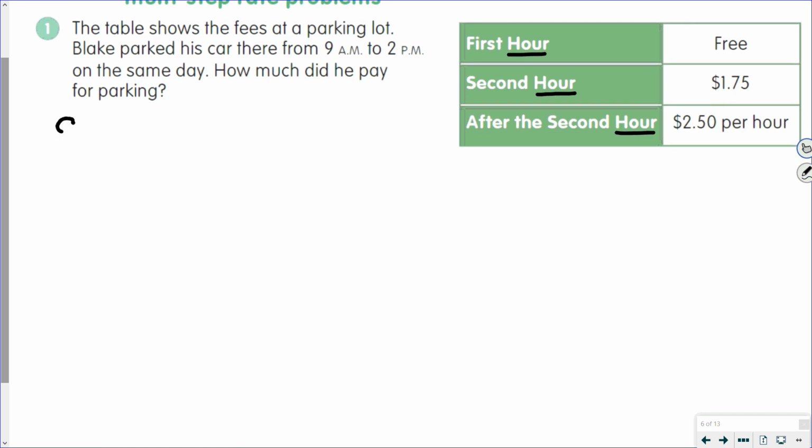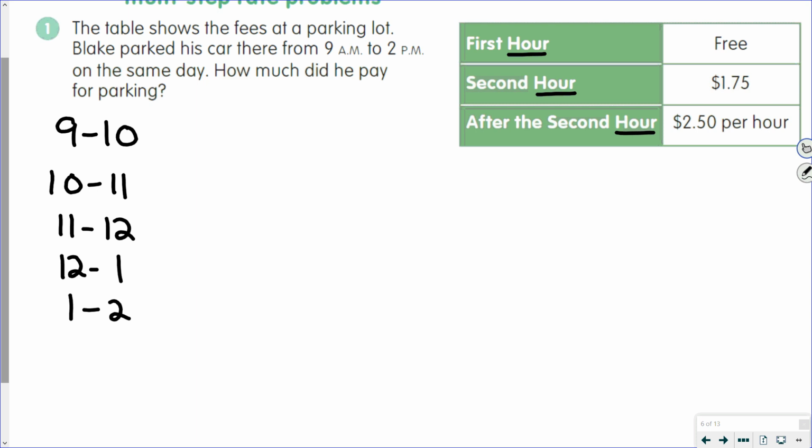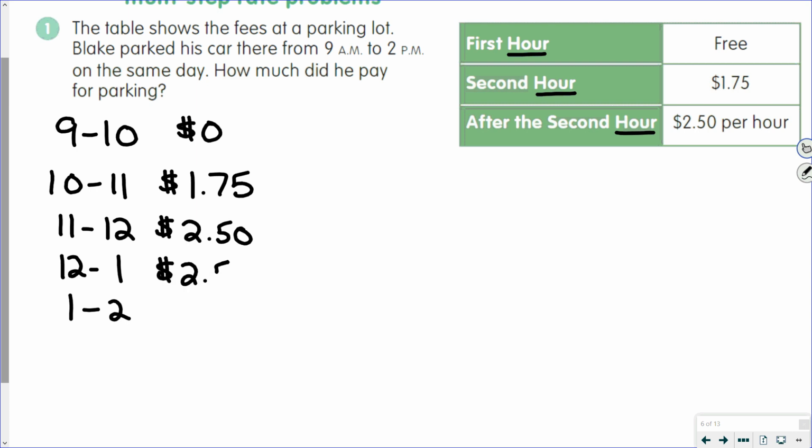So one strategy that you could utilize is to look at the hours that you have. So he's there at 9. So he goes from 9 to 10, 10 to 11, 11 to 12, 12 to 1, and 1 to 2. Well, it says the first hour is free. That's going to be $0. The second hour, which is 10 to 11, that's $1.75. And then after the second hour, it's $2.50 per hour. So we have each hour being $2.50.